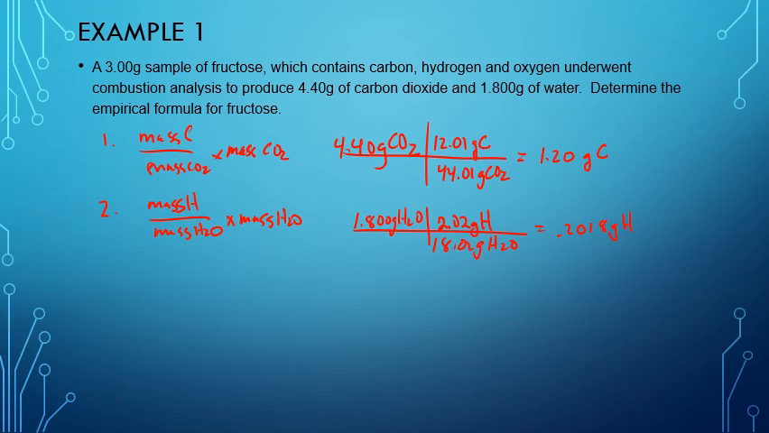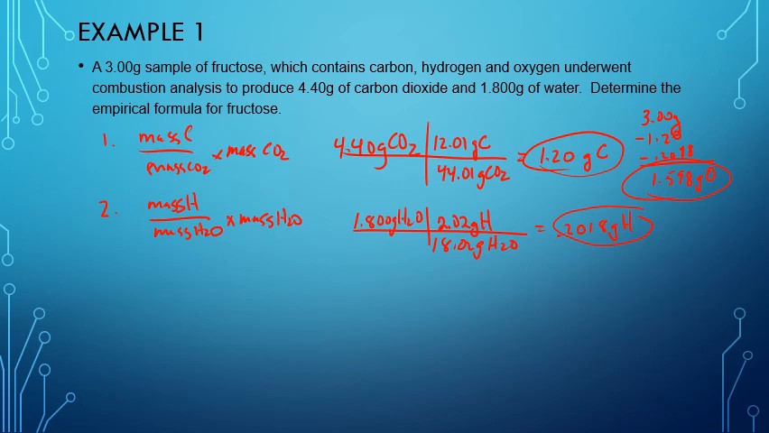For this sample, I can now take these two amounts and subtract them off to give me the mass of oxygen present in the compound. Since I have 3.00 grams, I can subtract 1.20 and subtract 0.2018. And when we do that, that gives us 1.598 for my grams of oxygen. So now I have a mass of hydrogen, a mass of carbon, and a mass of oxygen, and I'm ready to do my empirical formula problem.